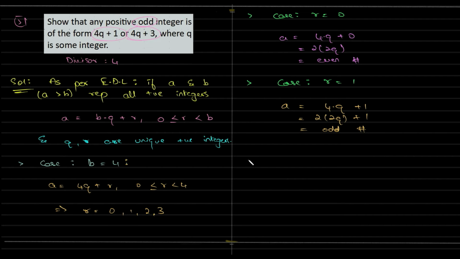Now the case when the remainder is 2. So we have A is equal to 4q plus 2, and in this case we have 2 common. So we have 2 into 2q plus 1, is it not? 2 into something is an even number, right? So again we end up with this being an even number, this representing an even number, and this is odd.